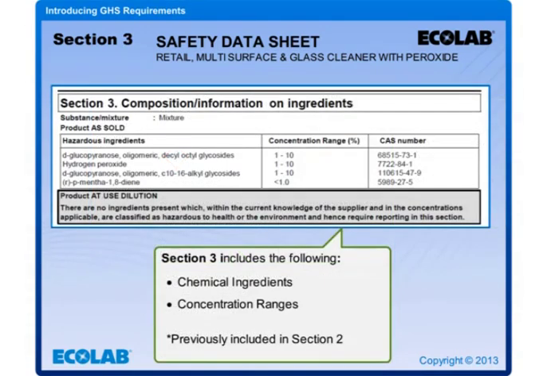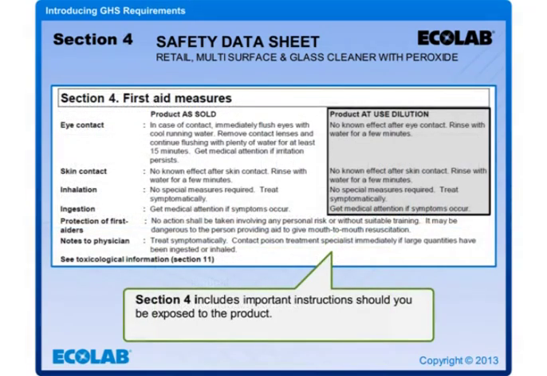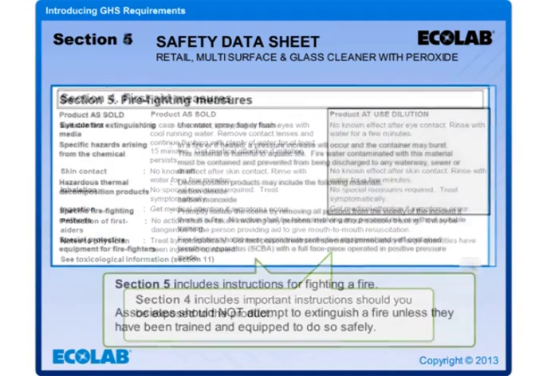Section 3 identifies the chemical ingredients contained in the product, along with concentration ranges. Note this information was previously included in Section 2 of pre-GHS safety data sheets. Section 4 describes recommended actions that should be taken if someone is exposed to the product. Recommendations for immediate care, along with any special treatment, are included here.